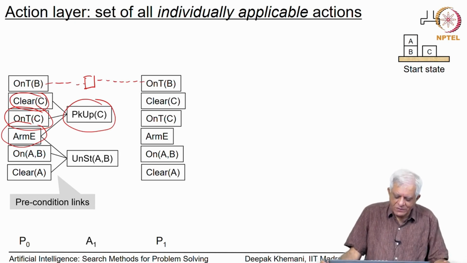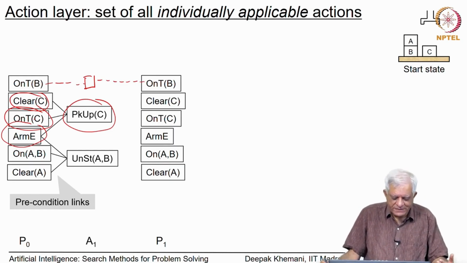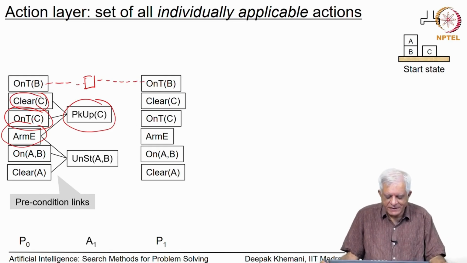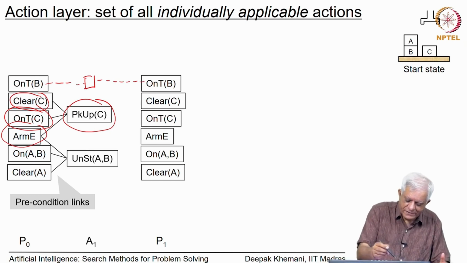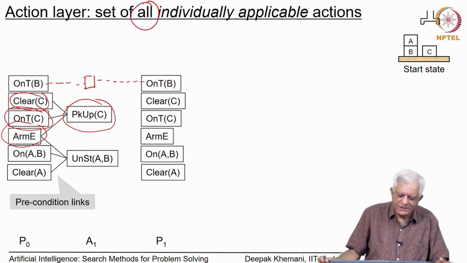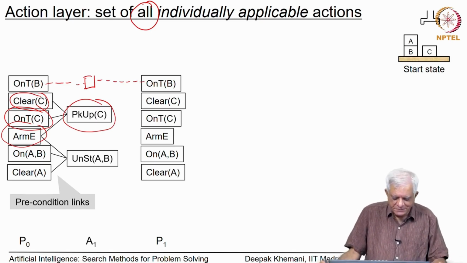Now, the propositions that we have shown in the first proposition layer P 1, they have been generated by the no op actions. So, for example, on table B is replicated in the first proposition layer, but we also have to include the propositions which are the effects of these actions that we have added to the action layer, and we must add all applicable actions to the action layer. So, this all is important, and that is for the sake of completeness. You do not want to miss out on any possible plan.